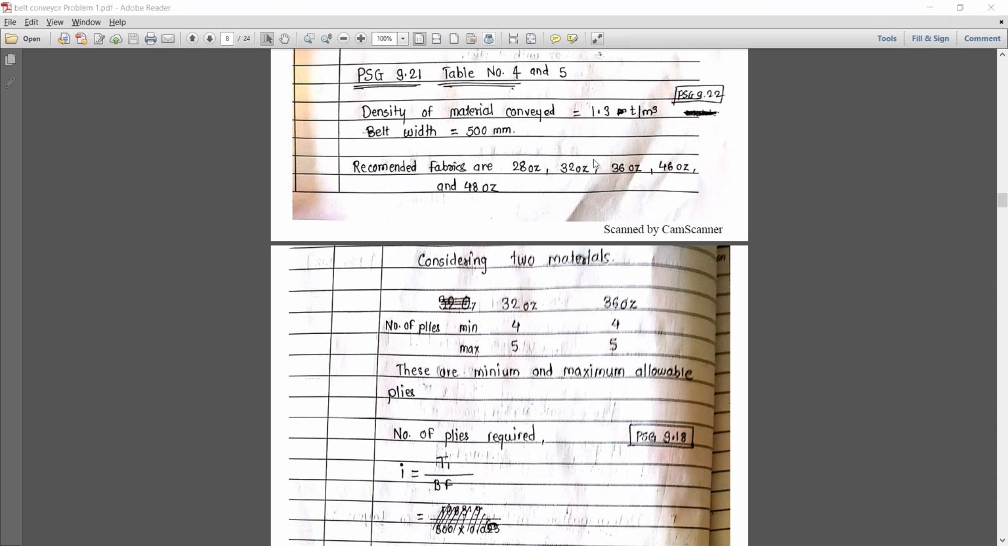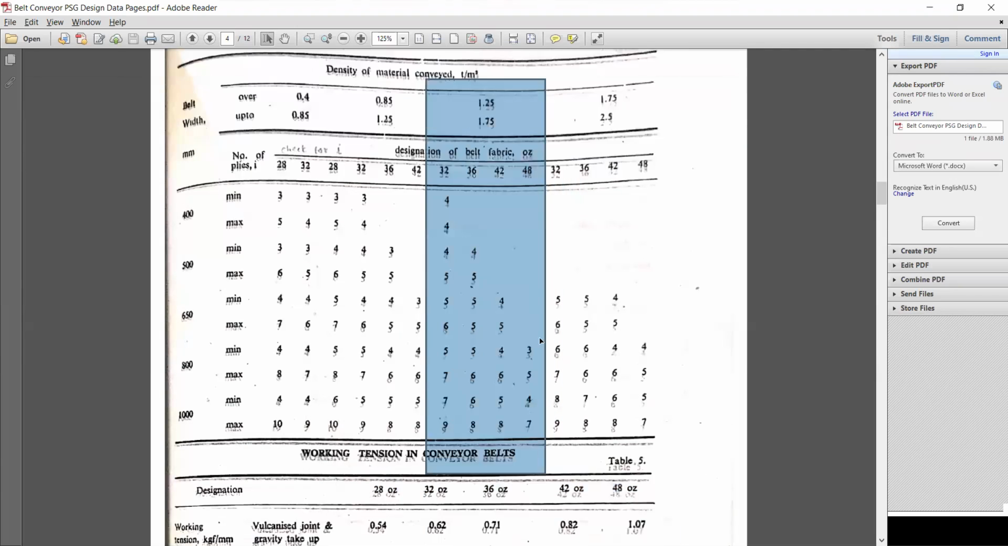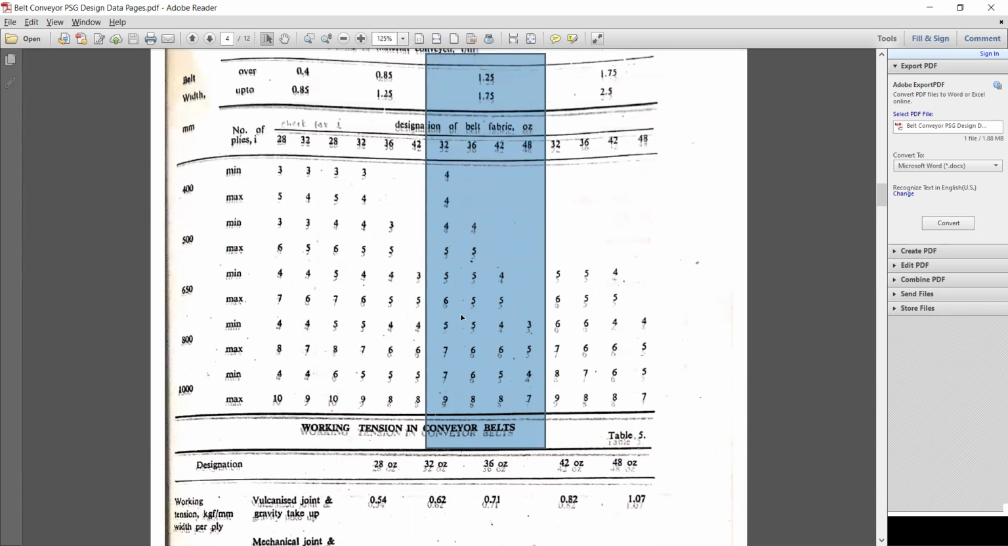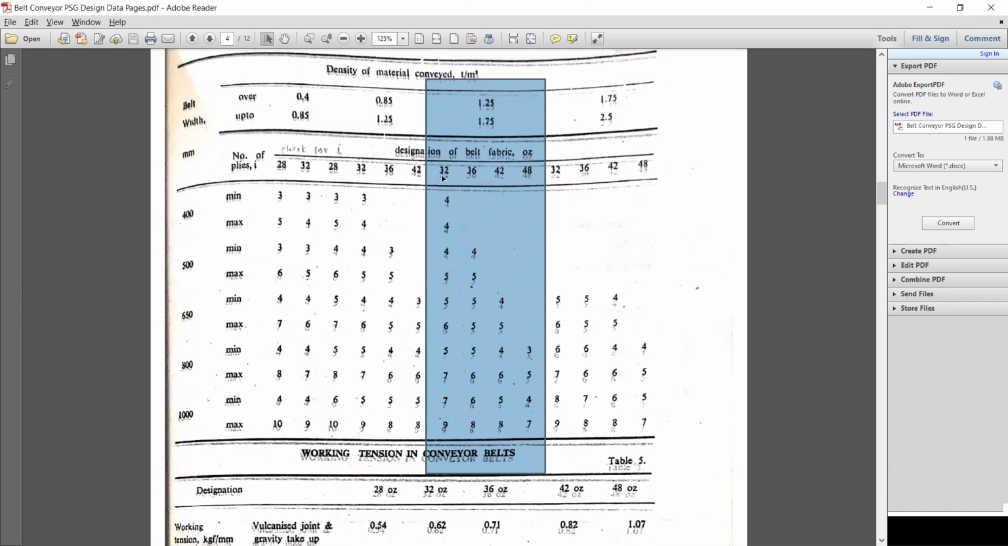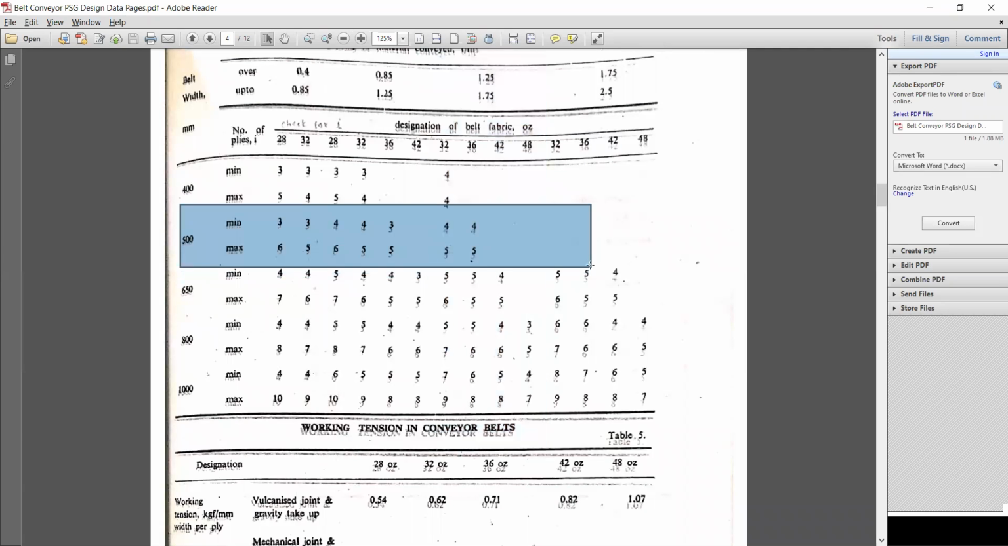Let's see in the table, as the density of material is 1.3, it lies in this segment. Now based on the material consideration, it lies in between this one. Now you can go with the 32, 36, 42 and 48. So out of this you can choose depending on the width. So the maximum number of plies for 32 is 5 and the minimum number of plies is 4. Similarly in 36 also it is the same.